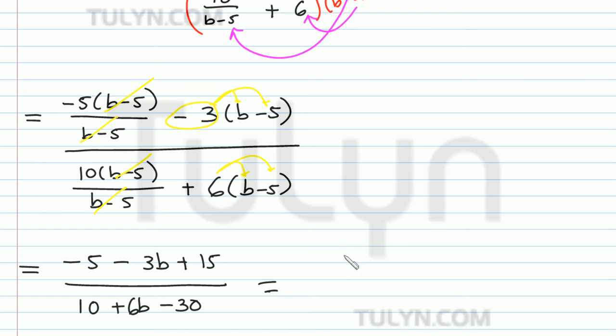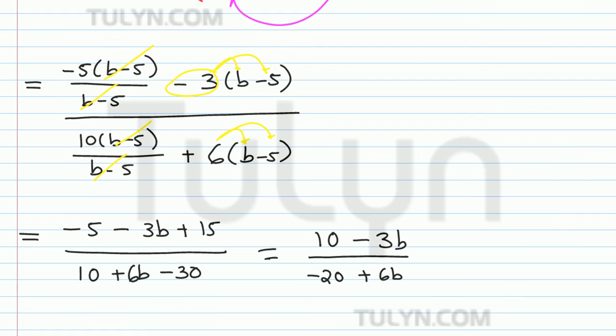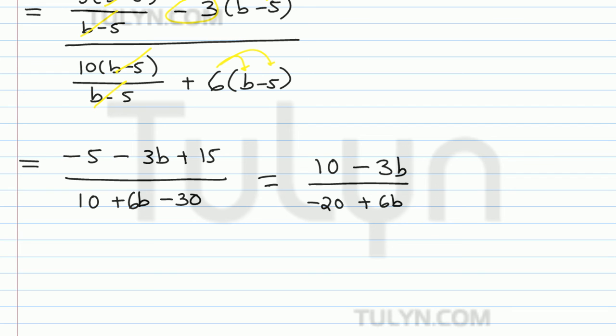So now combining like terms, we get minus 5 plus 15 is 10, minus 3b, over 10 minus 30 is minus 20, plus 6b. So now we have a rational expression, and we would want to simplify that, right? So how we do that is to try to factor out any terms that either the numerator or the denominator might have in common.